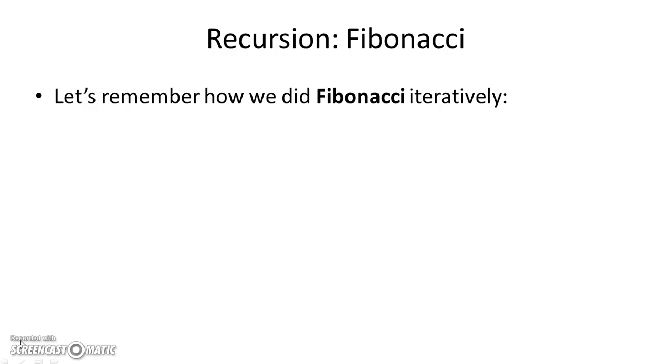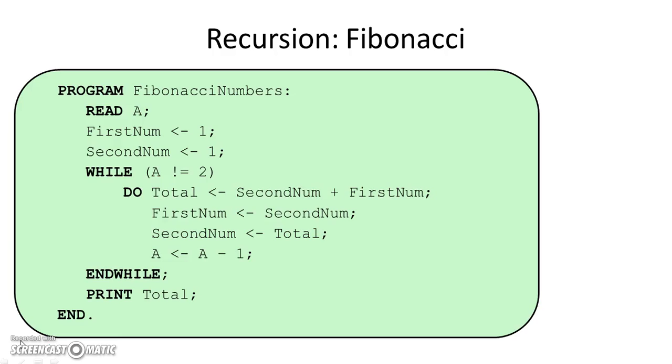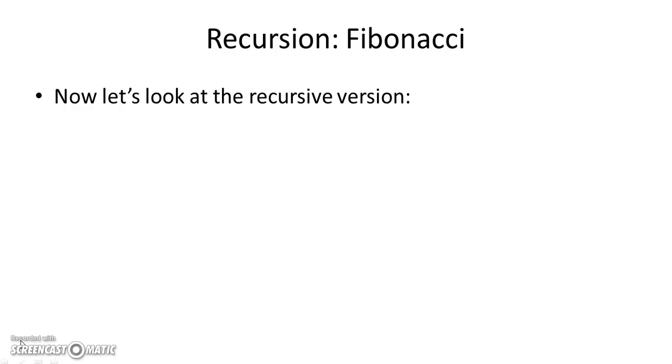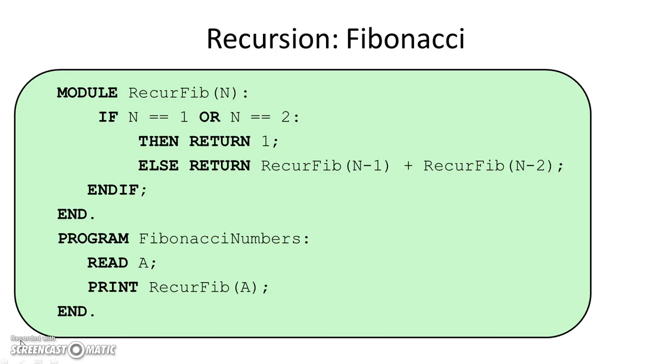Let's think about the Fibonacci number sequence. So remember we did it iteratively by declaring two numbers, first num and second num, and then we had a total that was the sum of those, and then first num became second num, and total became second num, and away it went. That's iteratively. Now the recursive version is quite simple. It just says fib n is fib n minus 1 plus fib n minus 2.